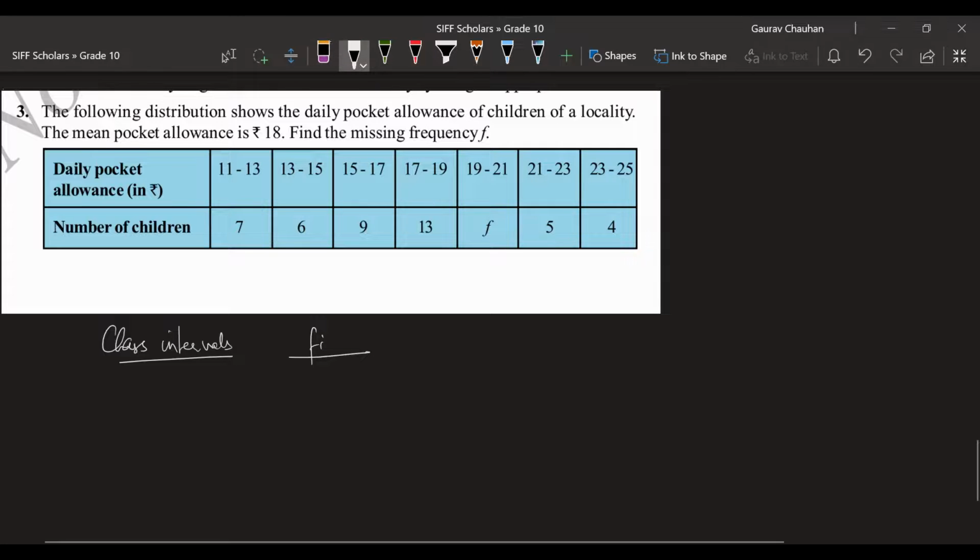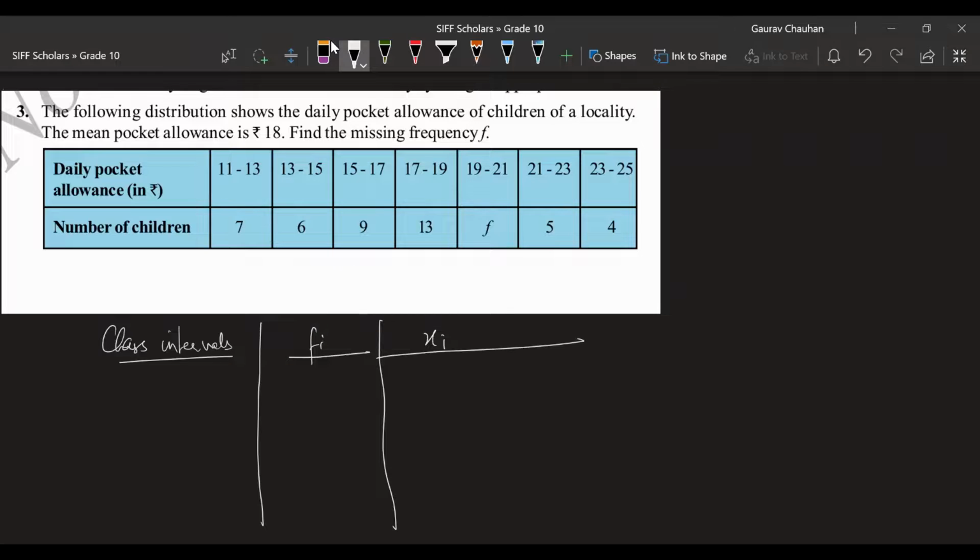Okay, so class intervals, just for the sake of it. You should always draw the table yourself. Most questions will already have a table, but ideally you should draw the table again, because you have to find xi, you have to find fi xi, right? So for all these reasons, you draw the table again.